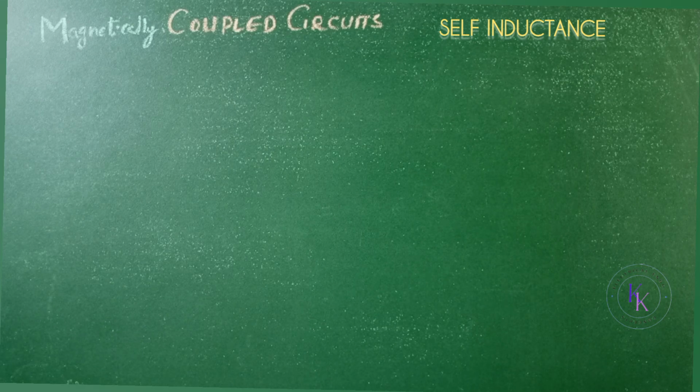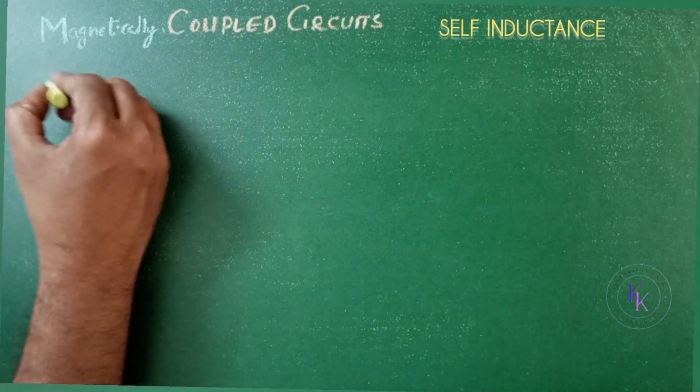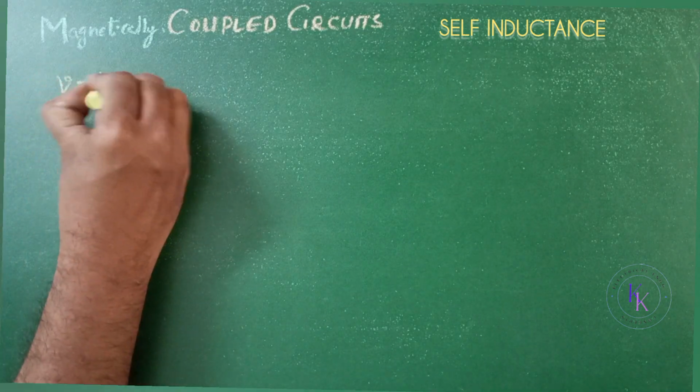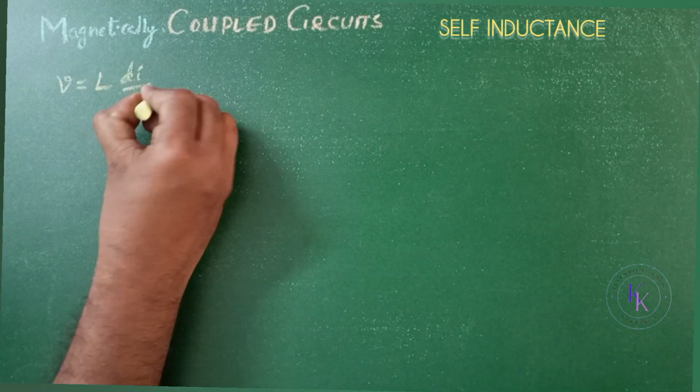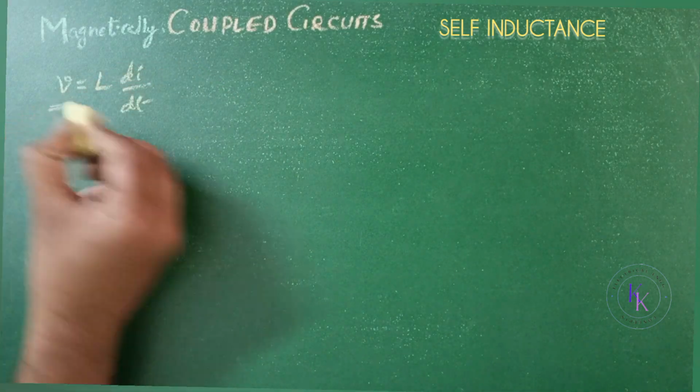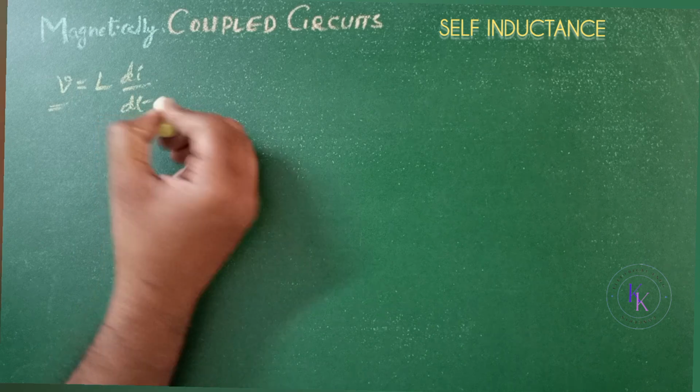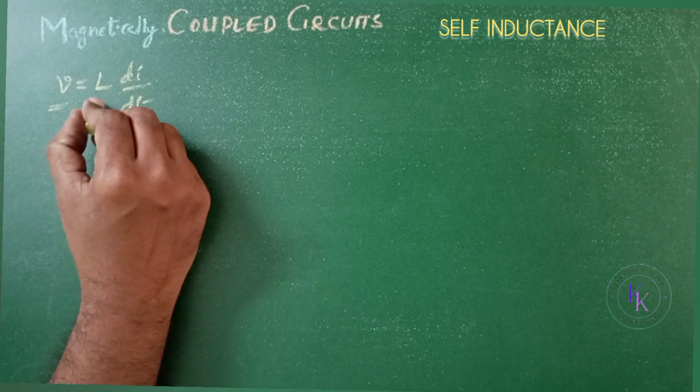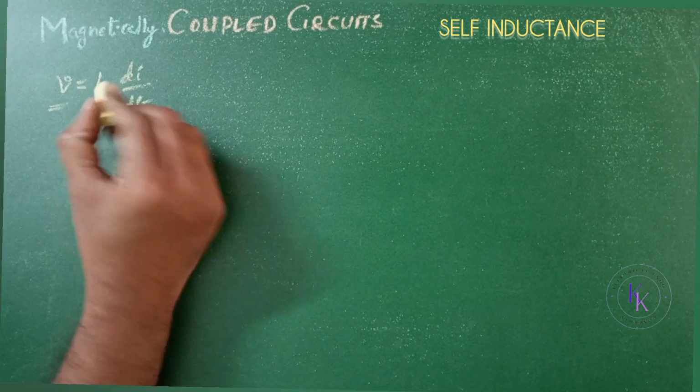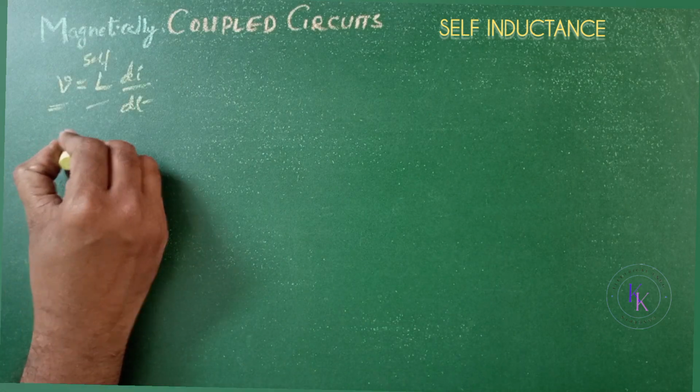Or in simple terms, when a current changes in a circuit, the magnetic flux linking the same circuit changes, and vice versa. An EMF is induced in the circuit. This induced EMF is proportional to the rate of change of current. That is, induced EMF V equals L di by dt, where V is the induced EMF, di by dt is the rate of change of current, and L is the proportionality constant called self-inductance, and its unit is Henry. Let this be equation 1.